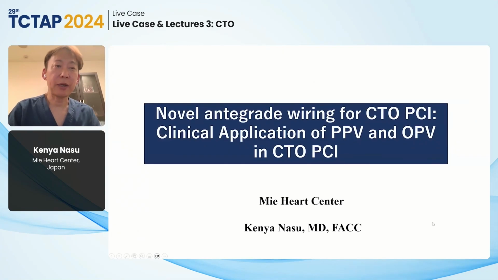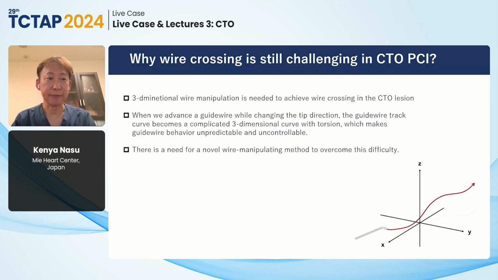Thank you, Chairman. My lecture title is Novel Integrated Wiring for CTO PCI. Three-dimensional wire manipulation is needed to achieve wire crossing in the CTO region. When we advance the guide wire while changing the tip direction, the guide wire track becomes a complicated three-dimensional curve with torsion, which makes guide wire behavior unpredictable and uncontrollable. There is a need for a novel wire manipulating method to overcome this difficulty.